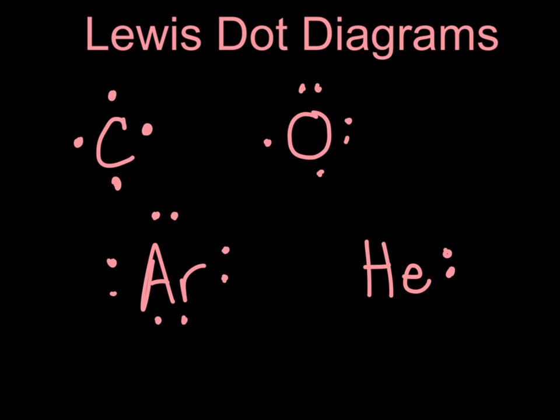So valence electrons are how many electrons are in the outer shell, and then the Lewis dot diagrams are how we represent those as a model.